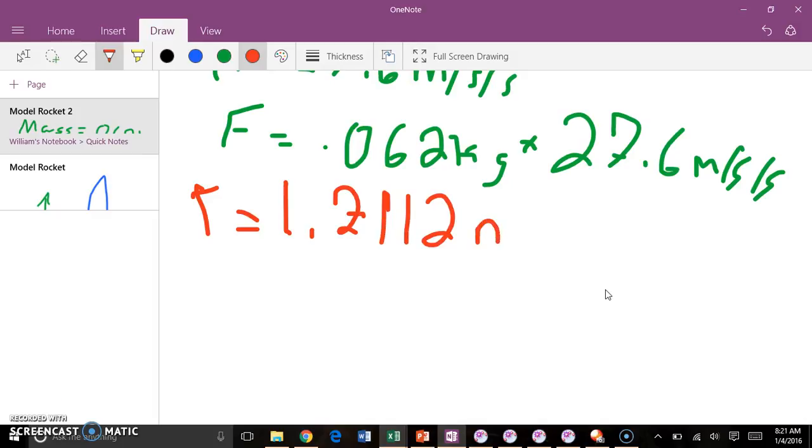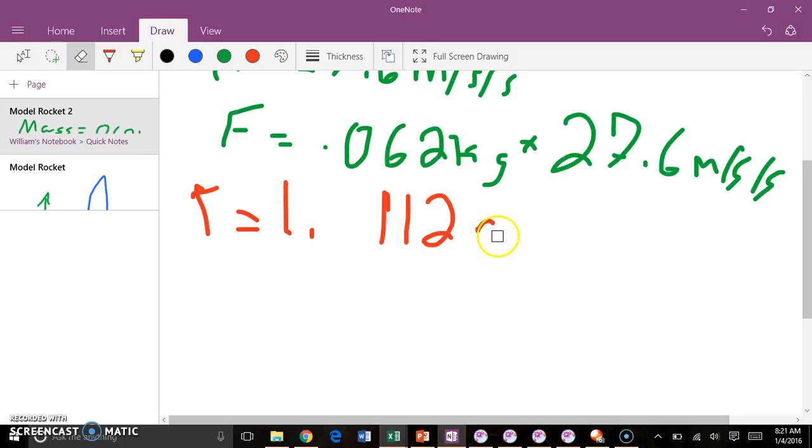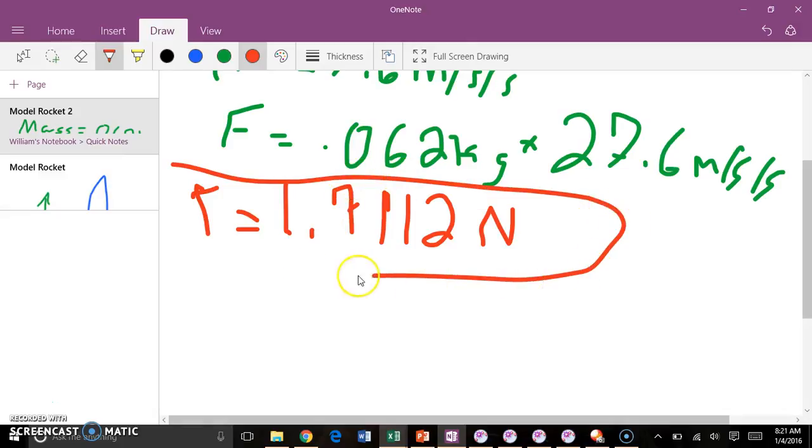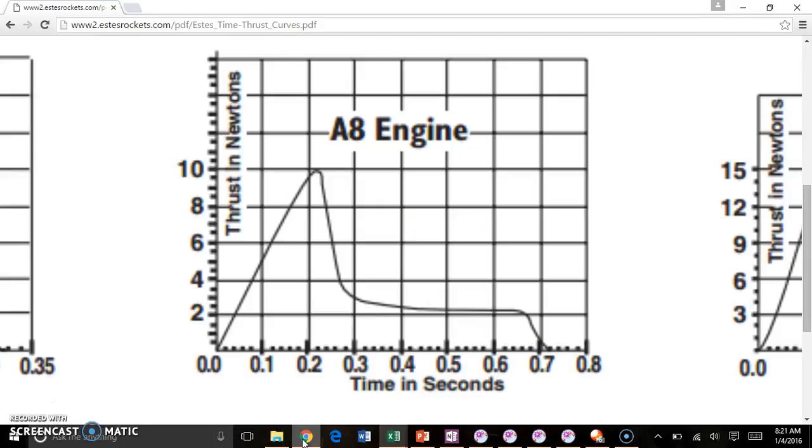1.7112 newtons. That is supposed to be a capital N, and I don't like that 7, so I'm going to erase both of them. 1.7112 newtons. And there you go. Now, I know that the chart told us it would be about 2.2 newtons.